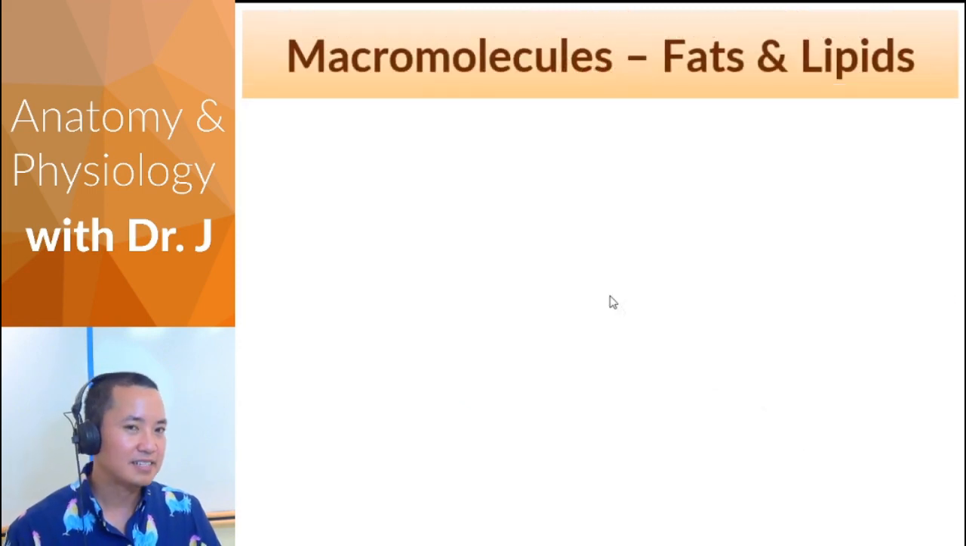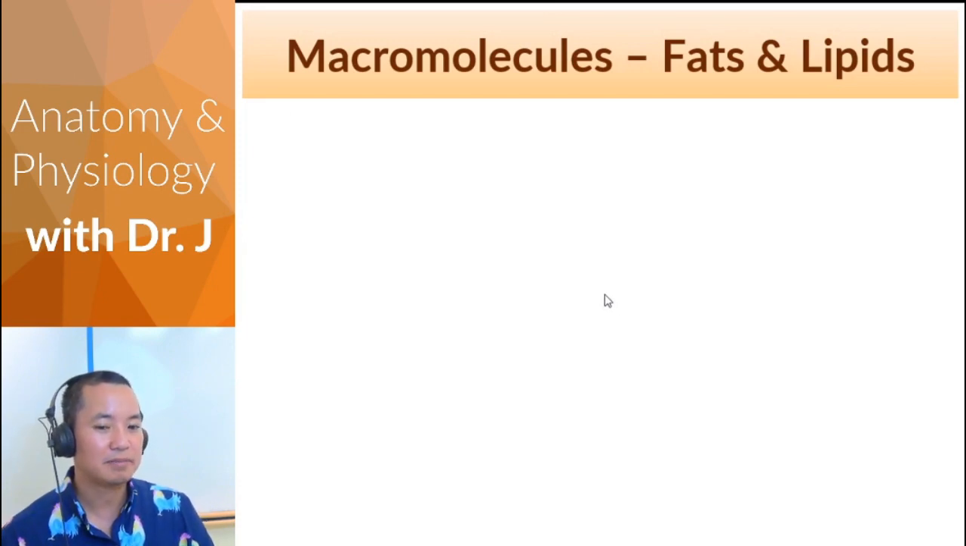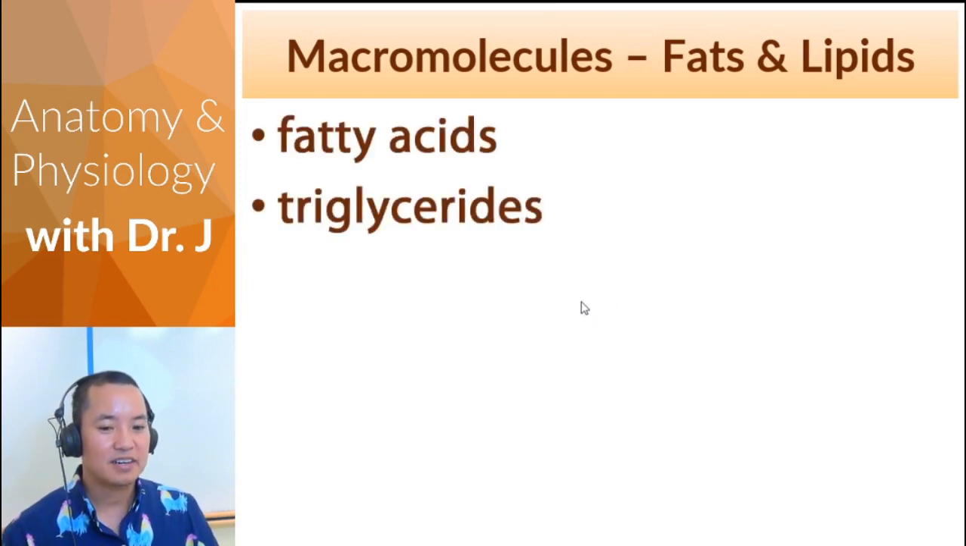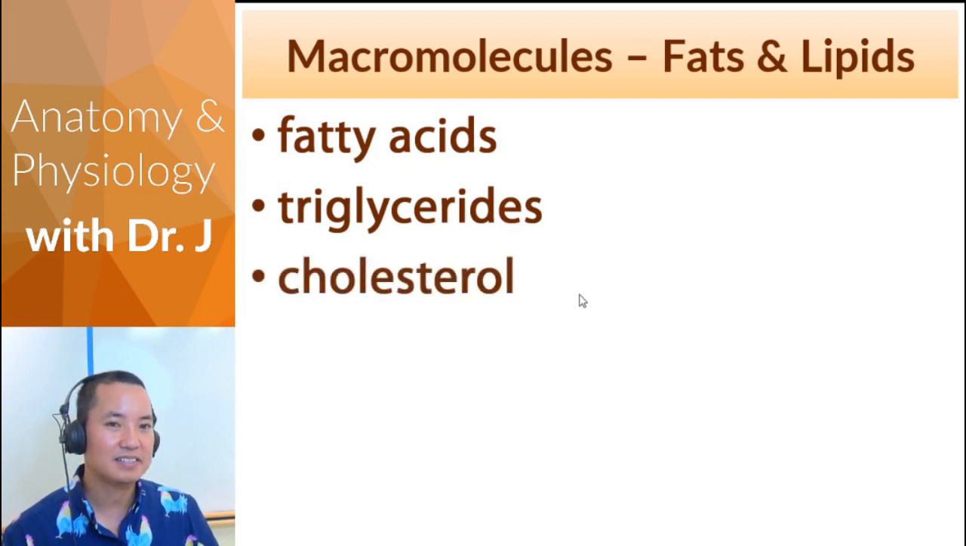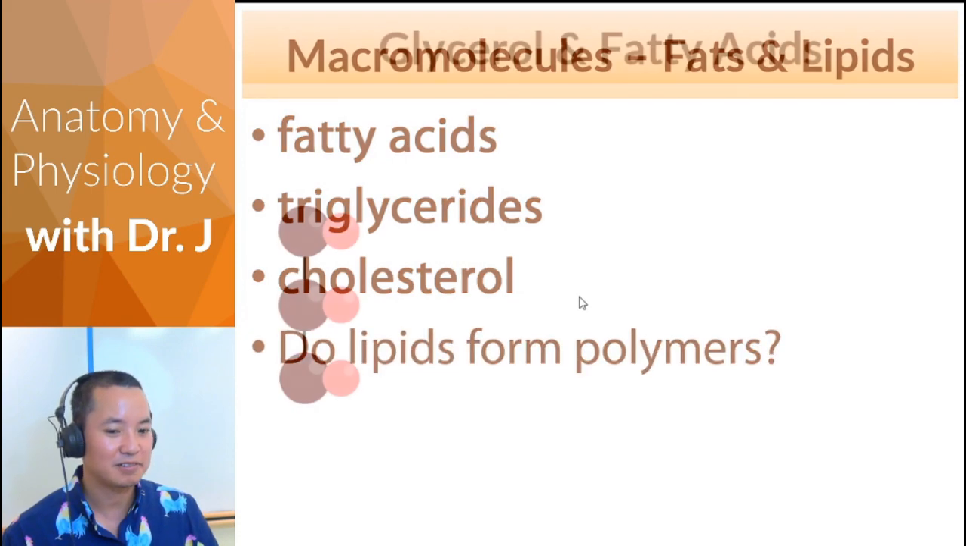All right, so fats and lipids. So they are important for nutrition, but what about macromolecules? So you have fatty acids and triglycerides and cholesterol. So these are all fats and lipids, and what's the difference? Well, the first two are related. So do lipids form polymers? I'll get to that real soon.